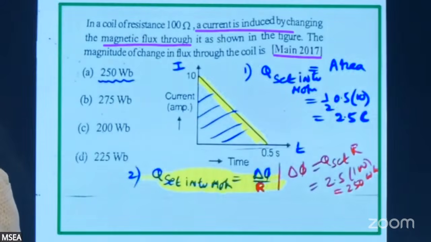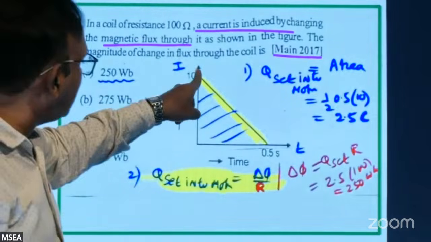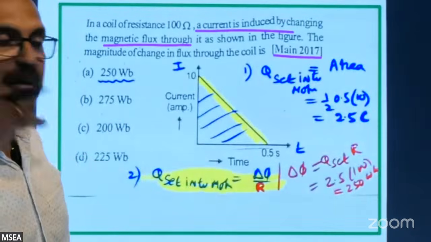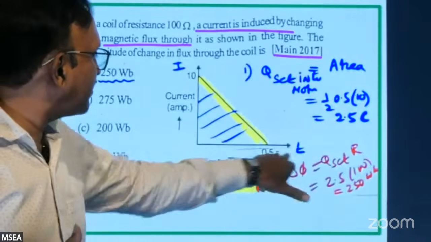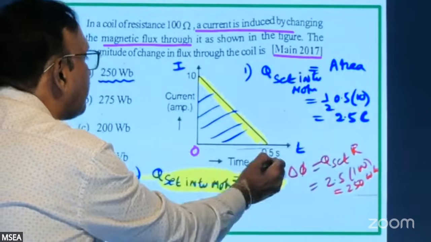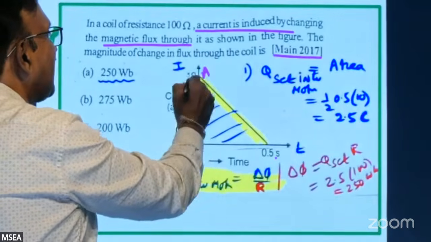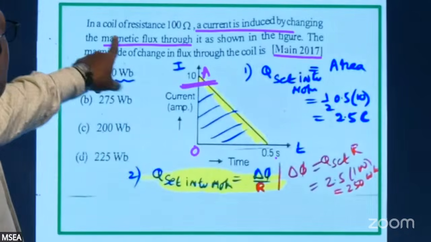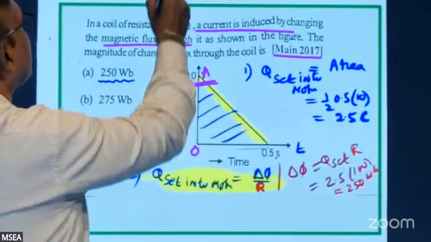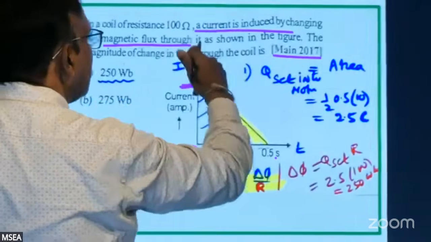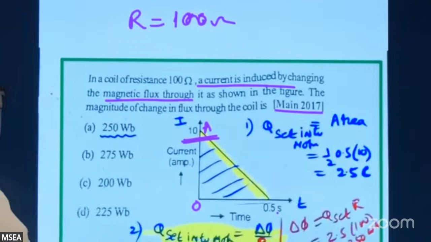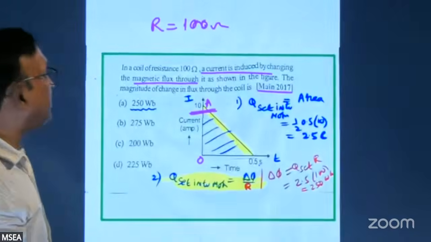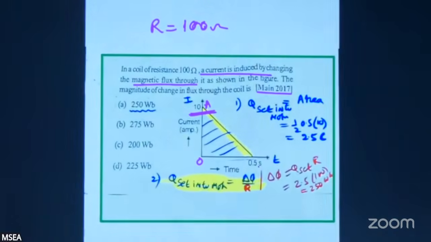And how the current induced is varying with time means like this. Whatever current is induced, that current is a variable current. The current is changing like this. As time changes from 0 to 0.5 seconds, current is decreasing from 10 ampere to 0, from here to here. So in a coil of resistance 100 ohms, by changing the flux, you are establishing current, and that current changes with respect to time like this. I want to know what is the change in the flux there.